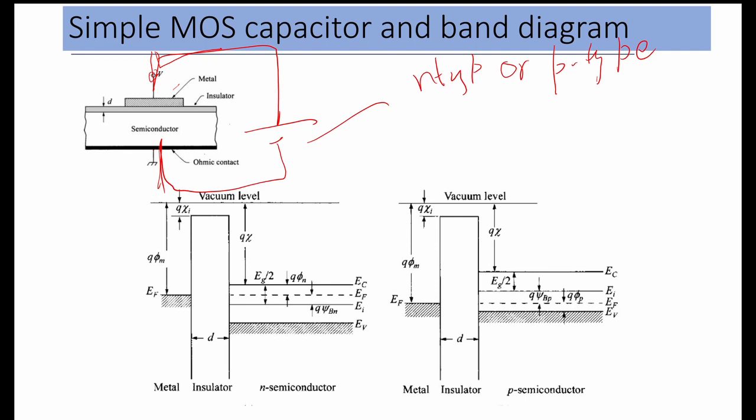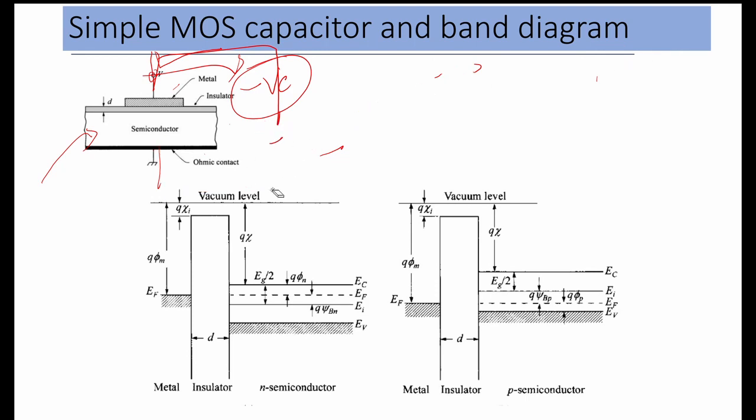We vary this voltage. It can be positive, it can be negative. We will see in the band diagram and in the upcoming slides how it behaves when we apply a positive voltage at the metal, and when we apply a negative voltage at the metal. That also depends on the type of the semiconductor.